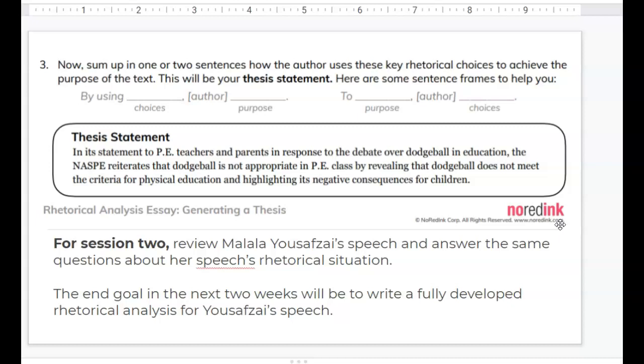Okay, so hopefully this will help you to think back to the dodgeball speech whenever you are doing the second activity for English 1 Pre-AP.